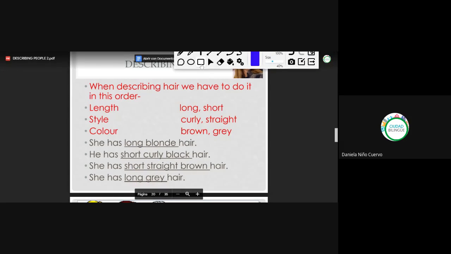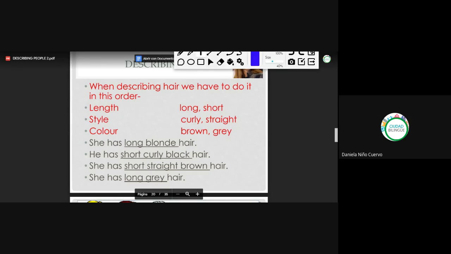Now, students, knowing these three characteristics, sabiendo esas tres características y el orden, cada uno de ustedes me va a explicar cómo es el cabello de ustedes. Yes? So, for example, you are going to say, I have. Acá ya no podemos utilizar el has. Has significa tiene, ¿sí?